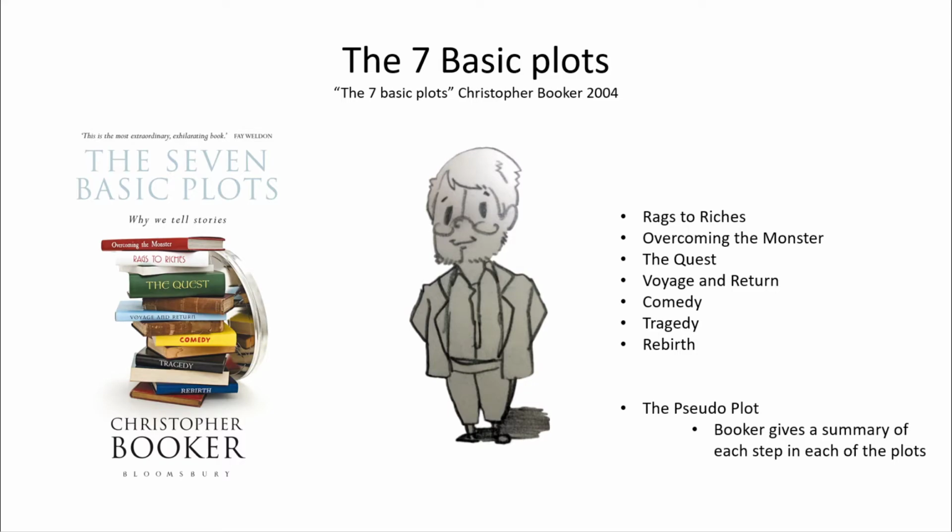reborn stronger and better. Now, what is useful about Christopher Booker's book is that he gives a summary of each step in each of the 7 types of plot. And you can actually look at it and you can take those and apply them to your game design idea. So, is your game design idea going to be a story of someone starting from nothing and moving to greatness, like an RPG? Or is it going to be more like Alice in Wonderland and a voyage and return effect?